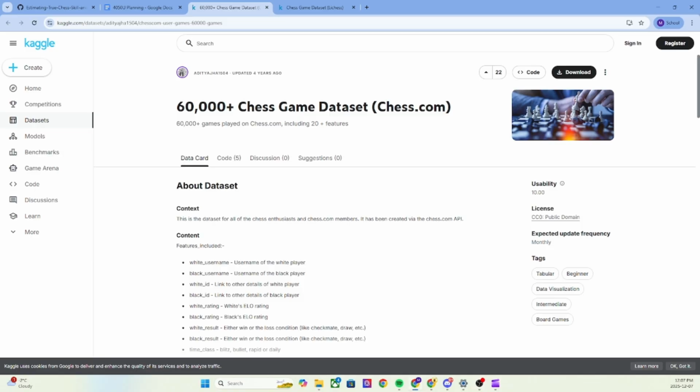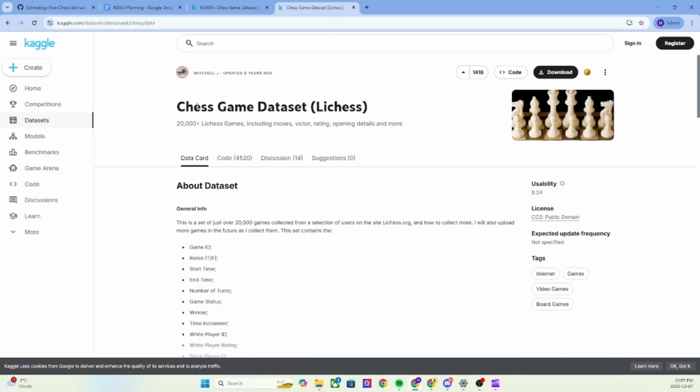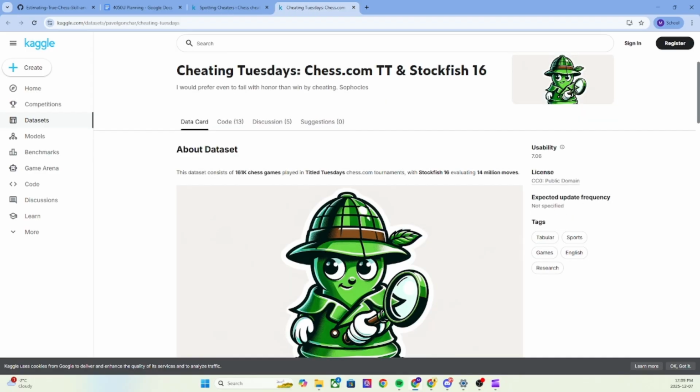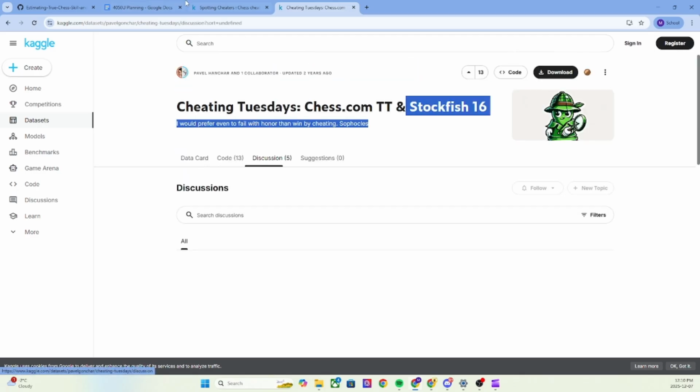I'm going to go over the datasets that we used for our project. The first dataset is the 60,000-plus chess game dataset from chess.com, and the second is a chess game dataset from Lichess. Both datasets contain player ratings, moves, openings, and metadata, and they're both used in phase 1 to train our ELO prediction network.